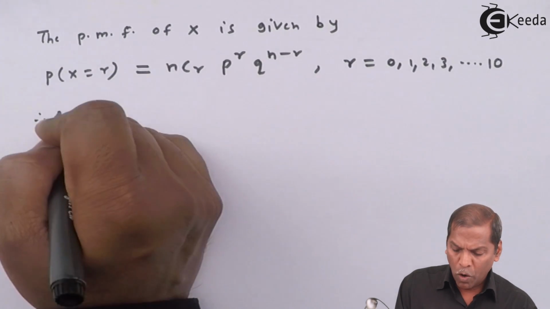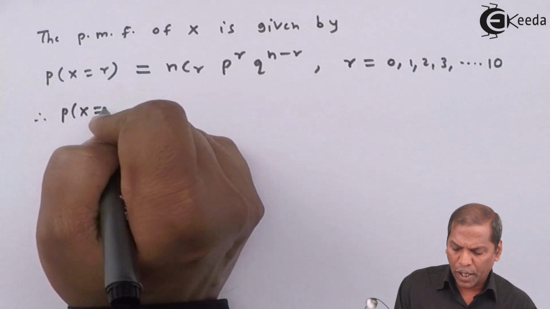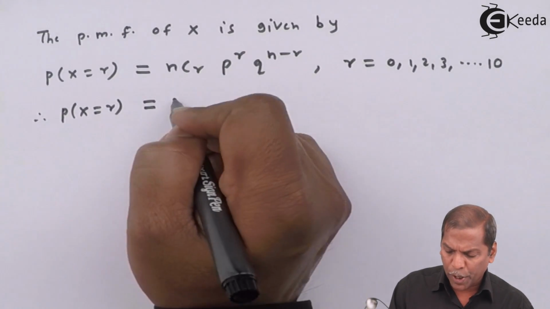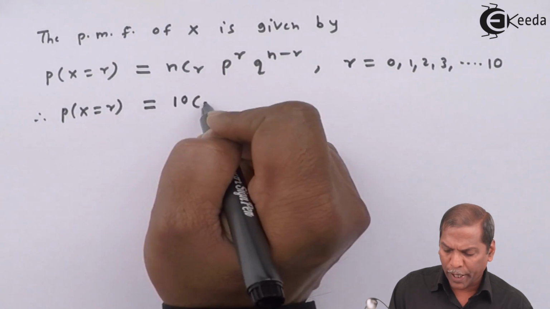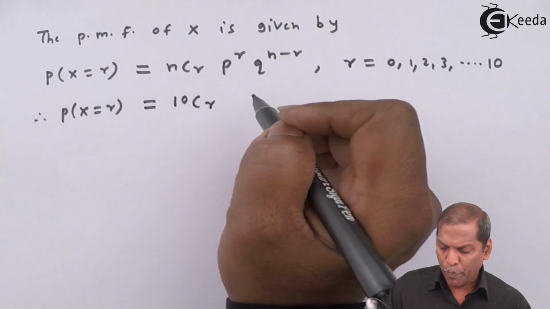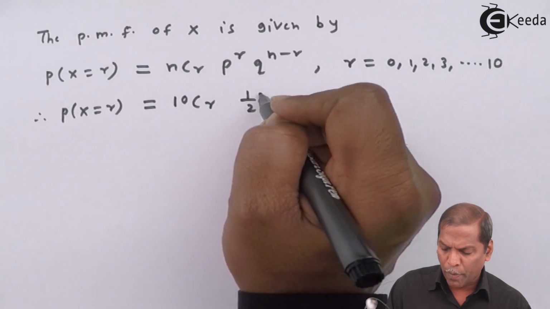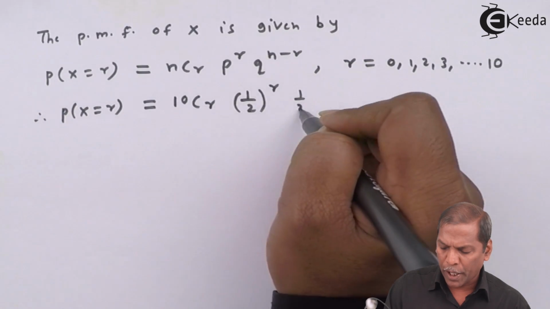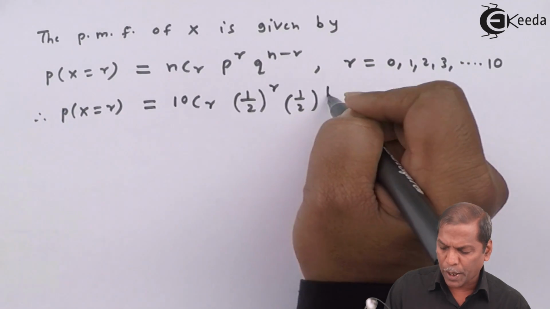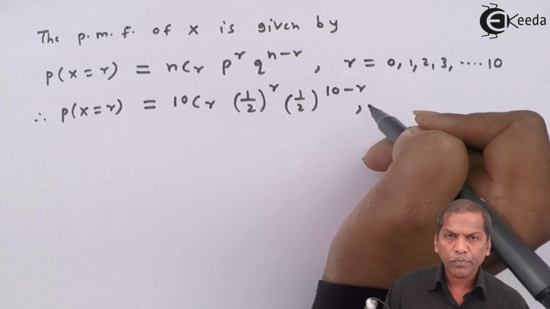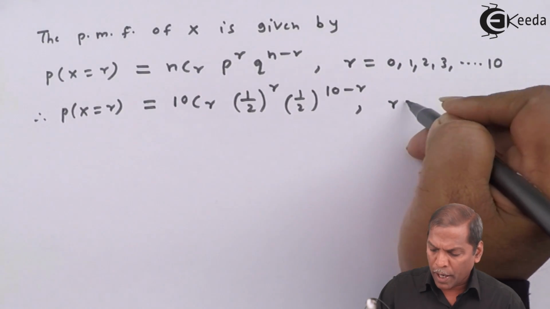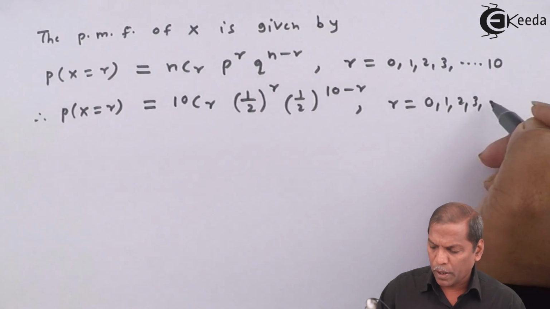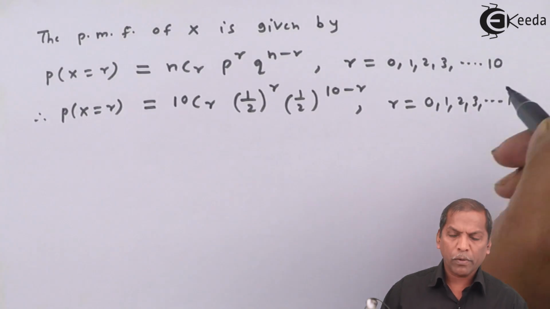So therefore, probability x is equal to r is equal to, for n we substitute 10, so we have 10Cr. For p and q we replace 1 by 2, so we have 1 by 2 raise r into 1 by 2 raise 10 minus r, comma r takes value 0, 1, 2, 3 up to 10.